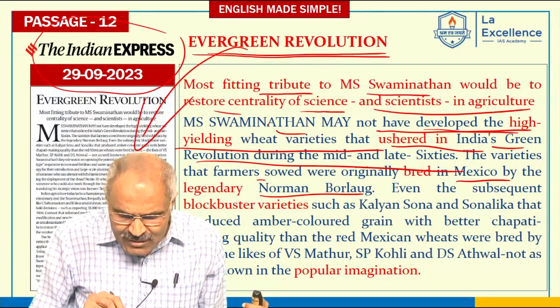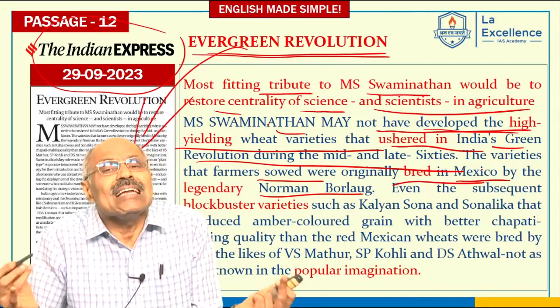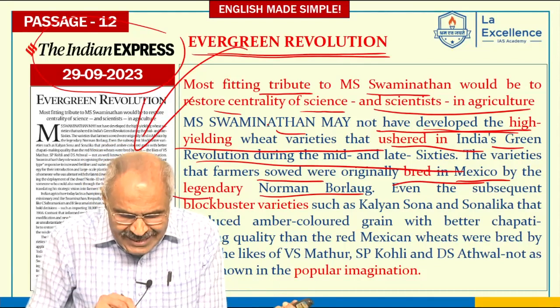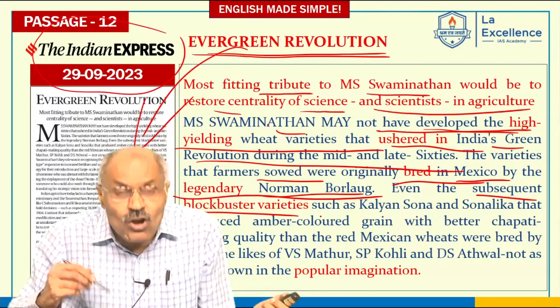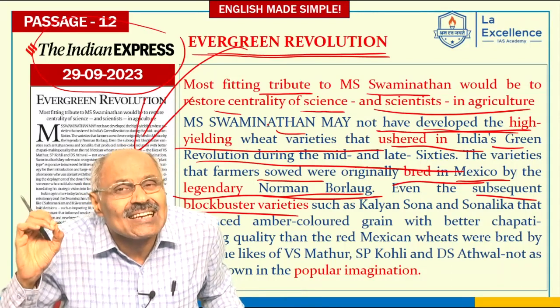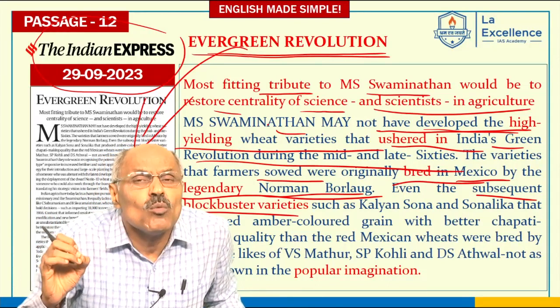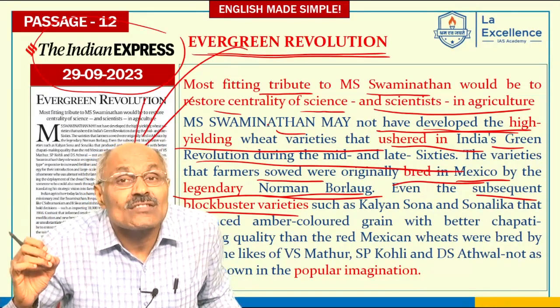The varieties that farmers sowed were originally bred. That means breeding took place in Mexico by the legendary Norman Borlaug. Even the subsequent blockbuster varieties. Blockbuster means highly successful. When you talk about some movie, a blockbuster movie, so, a highly successful movie.